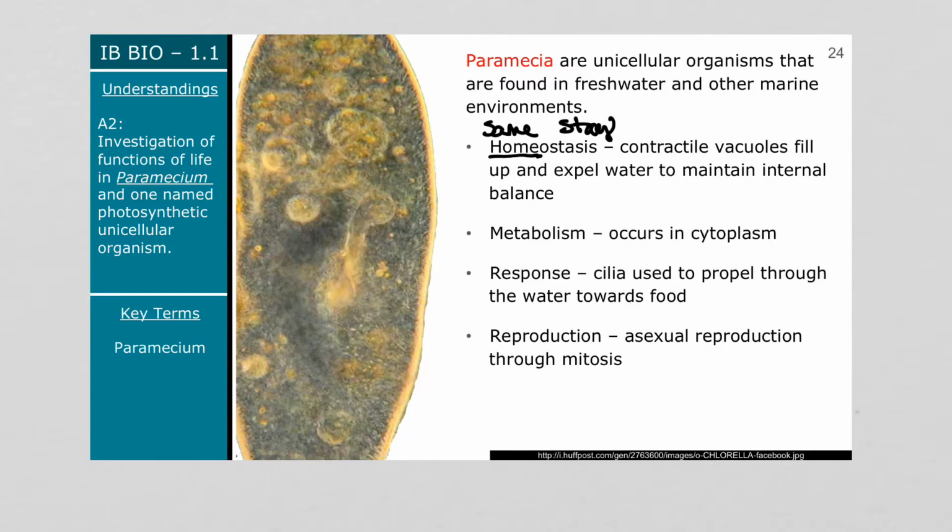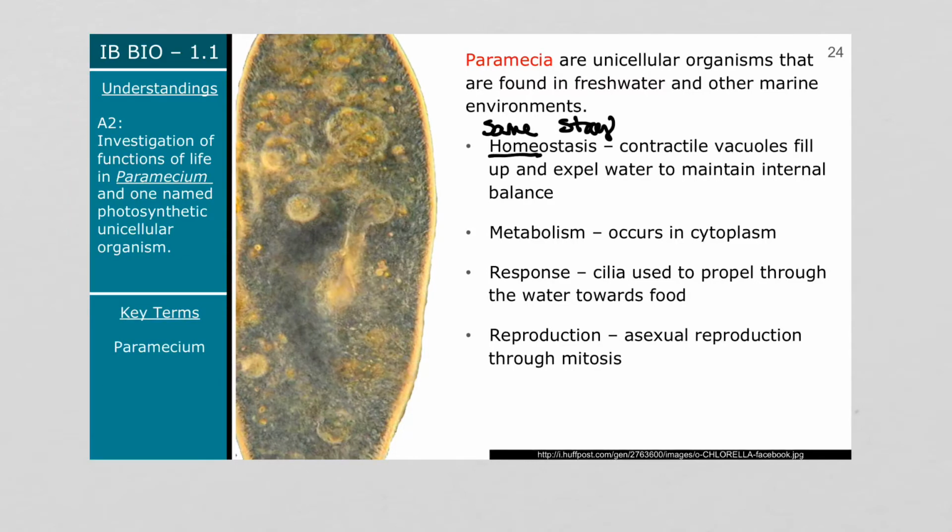Metabolism, remember metabolism is all the chemical reactions occurring in an organism. So all chemical reactions. And in the case of the paramecia, this occurs in the cytoplasm. They're single-celled organisms, so they don't have specialized organs. They likely have some lysosomes that have a high functioning role in this process. Response. So living things respond to stimuli. A response example in the paramecia is the use of their cilia to propel through the water toward food. And you saw this as they move toward yeast.